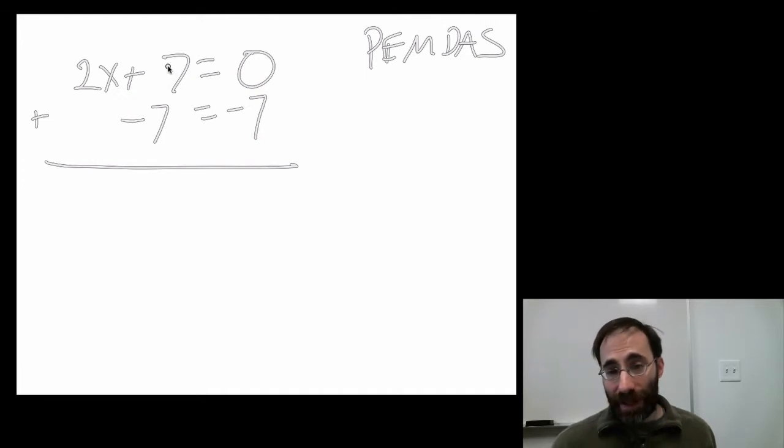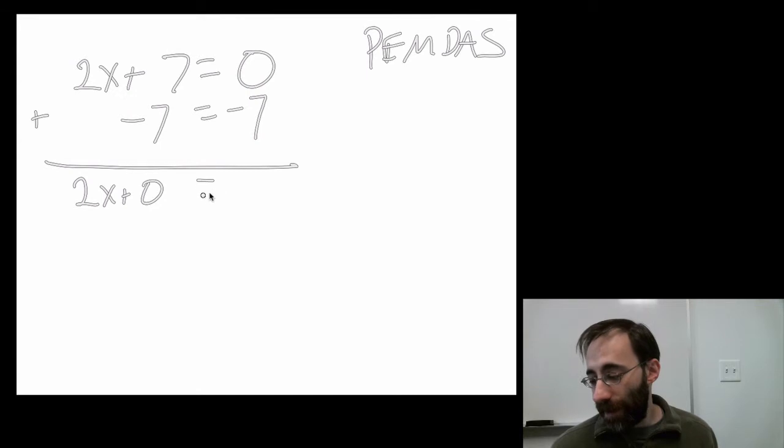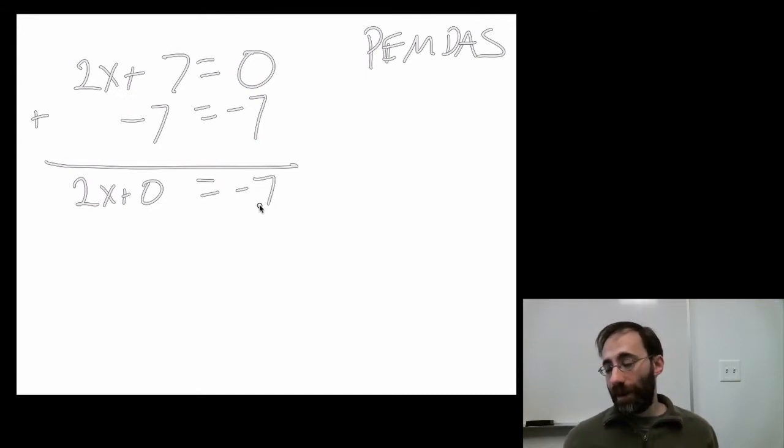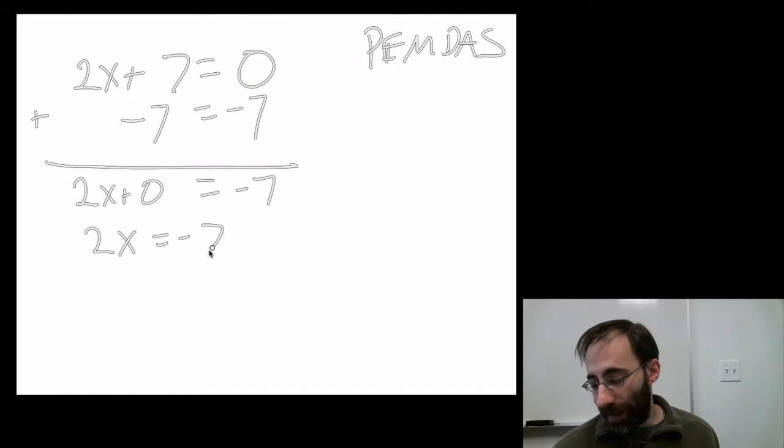The plus 7 and the minus 7 makes 0. So I get 2x plus 0. 0 plus negative 7 gives you negative 7. I can get rid of the 0. Now I have 2x equals negative 7. Okay, the 7's gone.